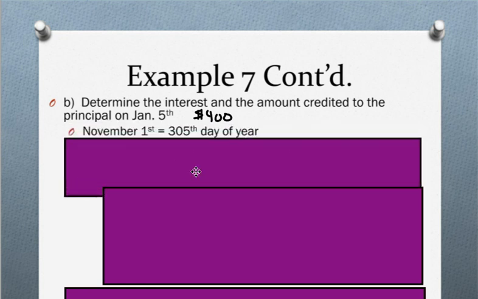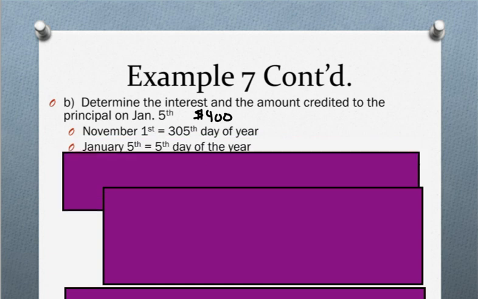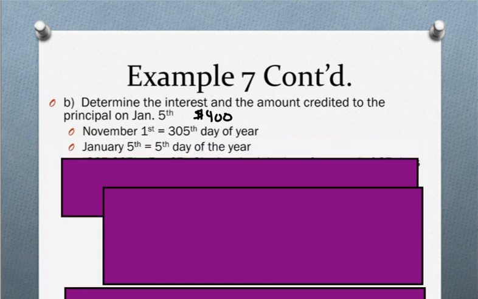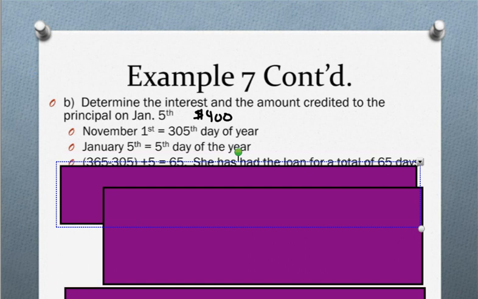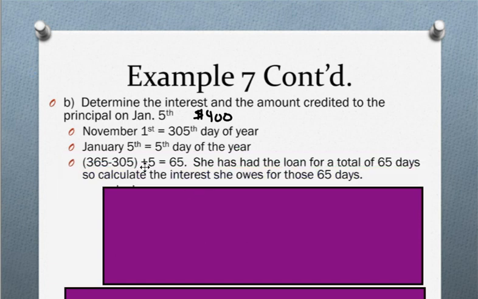So we're going to go from November 1st all the way to January 5th. So we would say, okay, well, 5 days gets us to these 5 days. There's 60 days to go from the 305th to the end of the year. So there's 60 days to get us to the end of the year. And then there's 5 more days on the front side of the year. So this is 65 days.